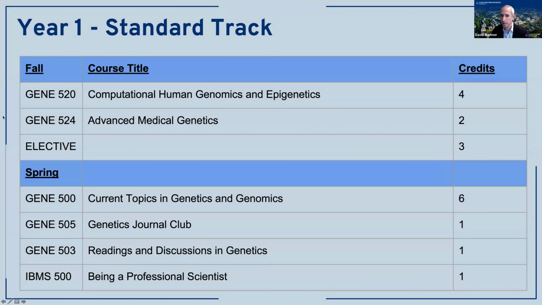So this is the coursework that would be part of the standard track. So this is finishing in the 2 years. The first fall semester, you would take the Computational Human Genomics course. That's what Dr. LaFramboise is going to be talking about later, as well as an advanced medical genetics class and an elective. And I'll talk a little bit later about what some of the electives could be.